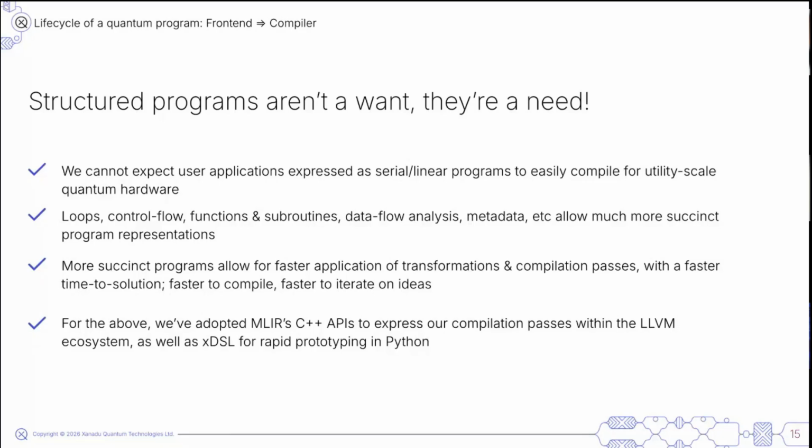And in our overall ecosystem, we like MLIR. I know the LLVM ecosystem is a bit of a behemoth, and MLIR, for those of you not familiar, is a way of building compilers within the LLVM ecosystem. It's tough, but it gives us a lot of power and expressivity for tying into classical and quantum hardware platforms. We also have this xDSL ecosystem for rapid prototyping in Python, and I'll discuss both a little bit further.